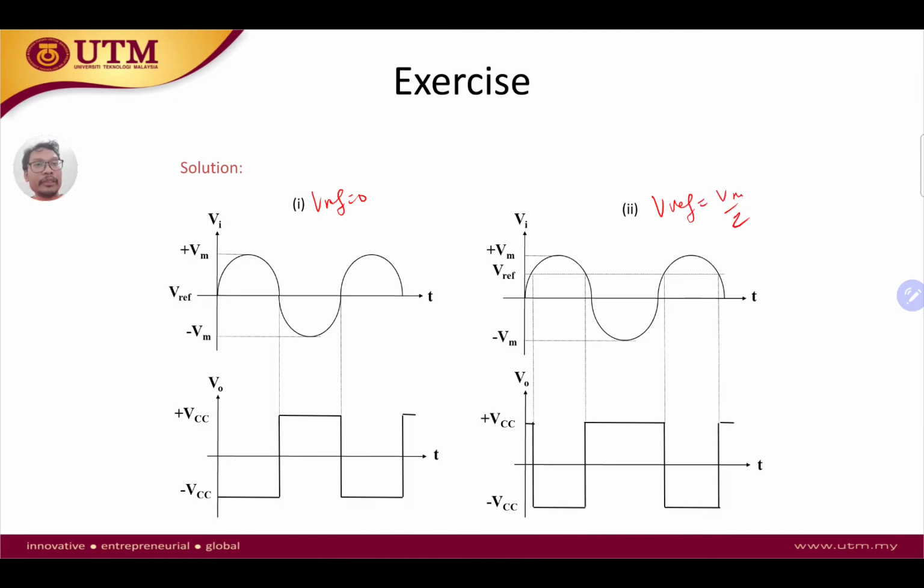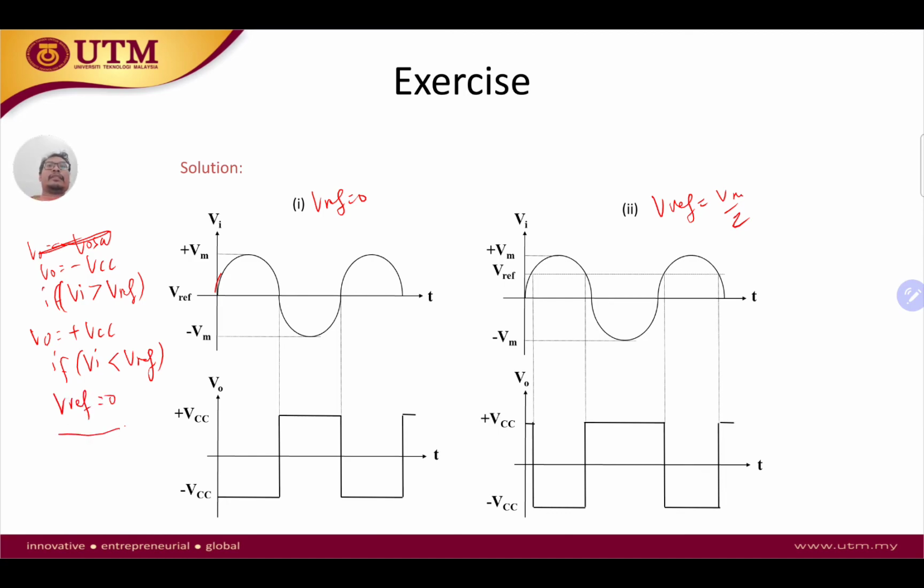So if VREF equals to 0, we have V out equals to negative VCC if V in is greater than VREF. Okay, V out is plus VCC if V in is less than VREF, and here we have VREF equals to 0. Okay, so let's have a look.